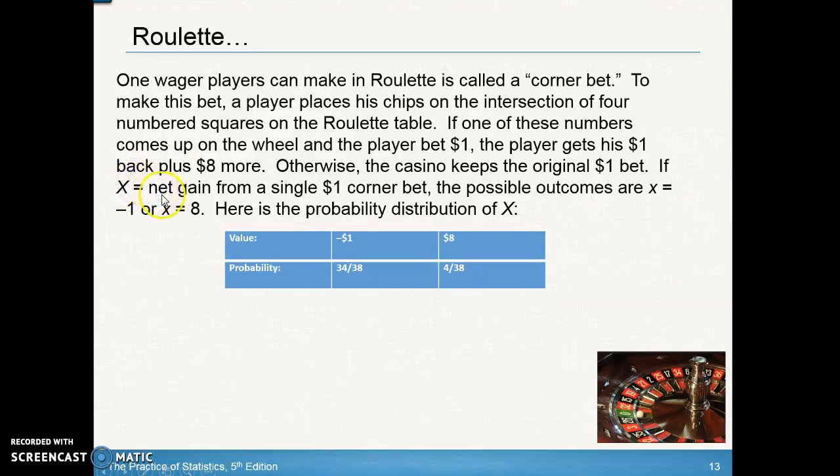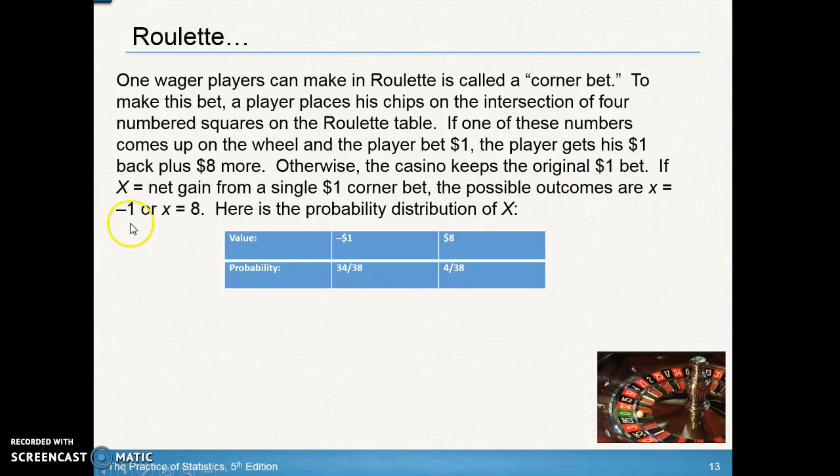So if X is the net gain from a single $1 bet, and when we're doing these questions and taking a look at these probability distribution tables, you want to be really careful about what X is representing. It's the net gain from a single dollar bet. So when we make the table, the value is going to be how much you win from a dollar bet, not necessarily how much you have spent. Okay, so just be careful with that. We're just looking at how much we win.